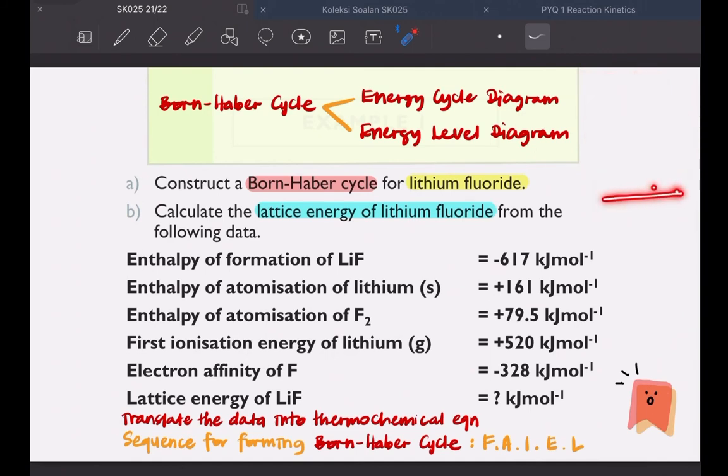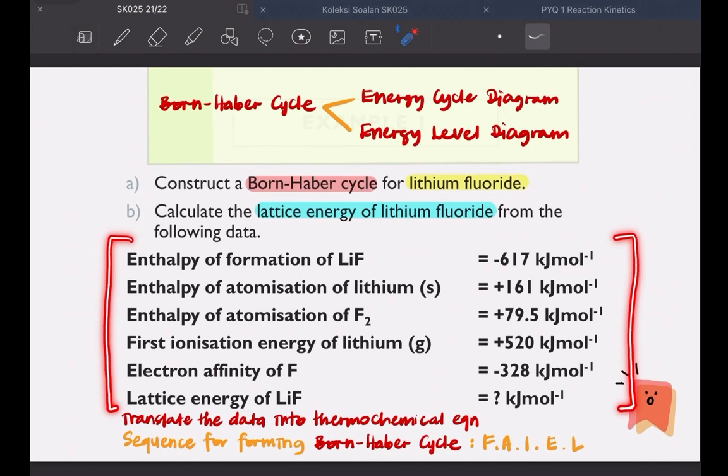until you get your ionic solid, alright? So the question says, construct a Born-Haber cycle for lithium fluoride. Wow, okay, it's just one sentence, but you have to construct the whole Born-Haber cycle. But it's okay, it's kind of fun when you get to know how to do it, okay? B, calculate the lattice energy of lithium fluoride from the following data. So they already give you all this data. So what are you going to do with all this data?